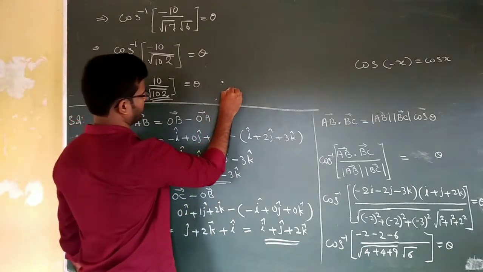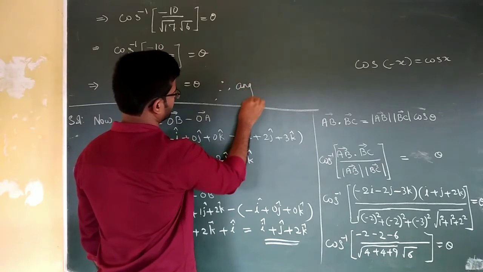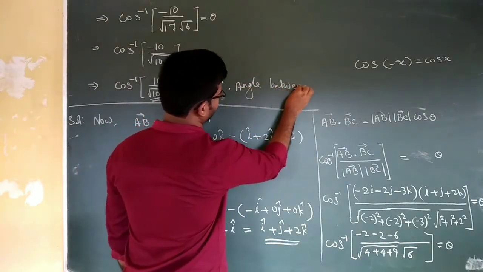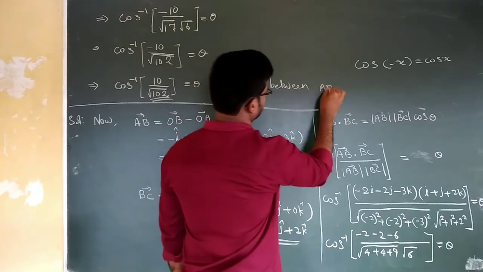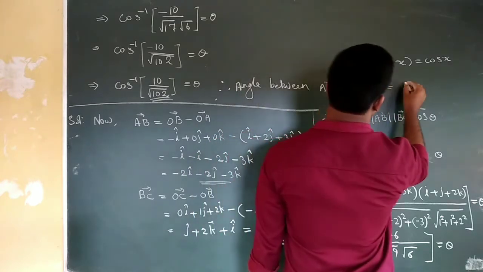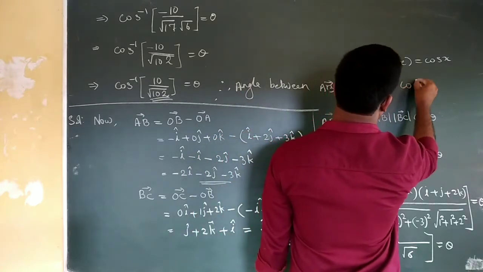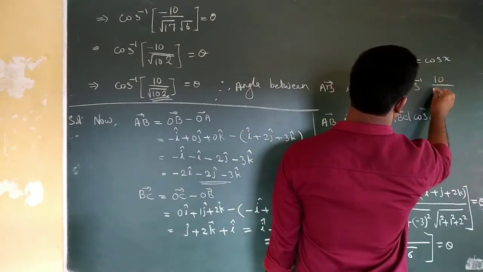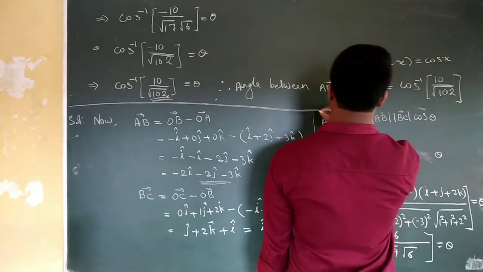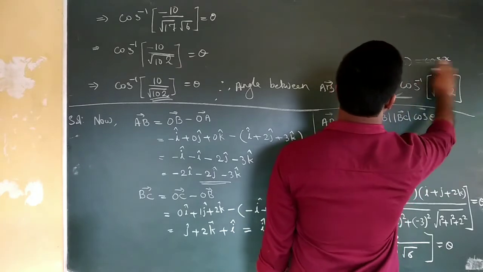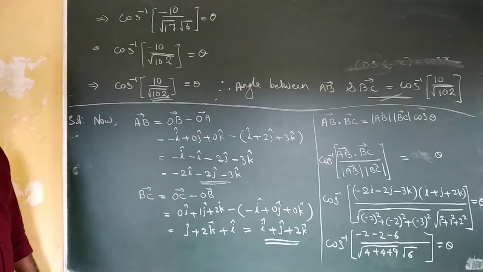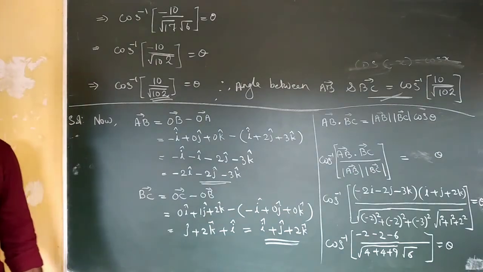We can write therefore, the angle between AB vector and BC vector equals cos inverse 10 divided by square root of 102. This is our answer. Just pause the video, write it down in your notebook.